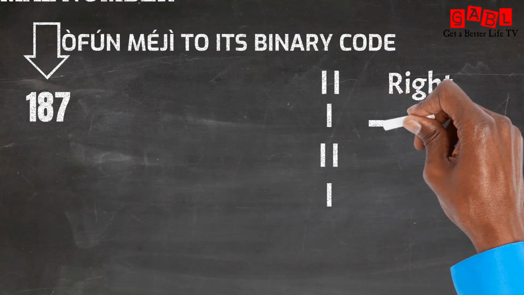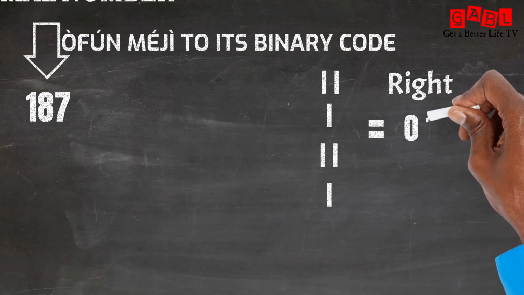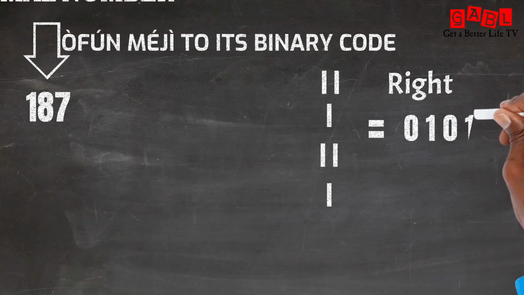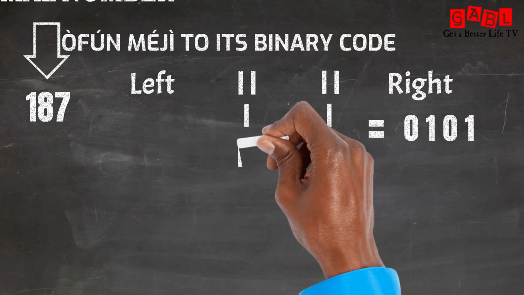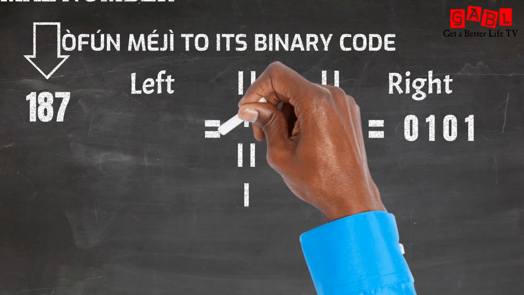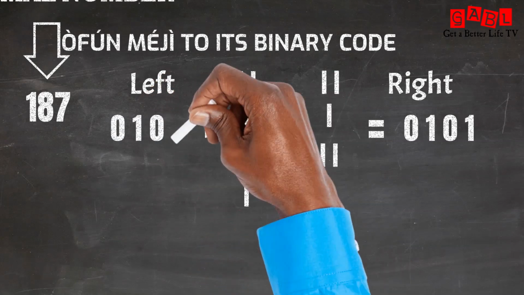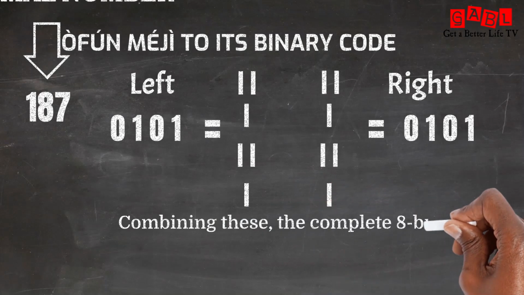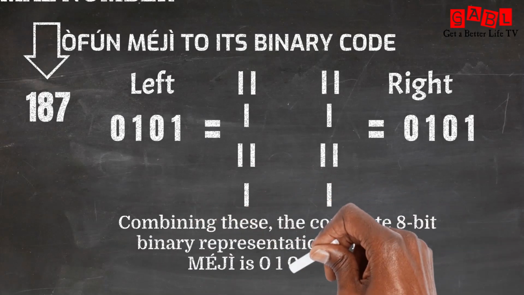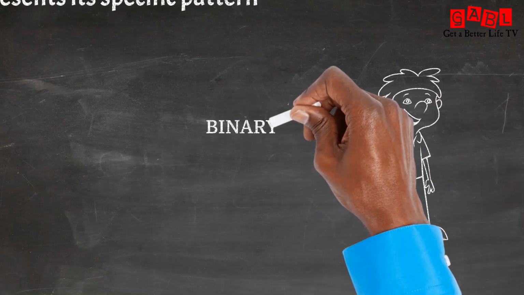This translates to 0, 1, 0, 1. The left column also has double line, single line, double line, single line. This translates to 0, 1, 0, 1. Combining this, the 8-bit binary representation for Ofun Meji is 0, 1, 0, 1, 0, 1, 0, 1. Now, converting this binary code to its decimal equivalent, we have this.